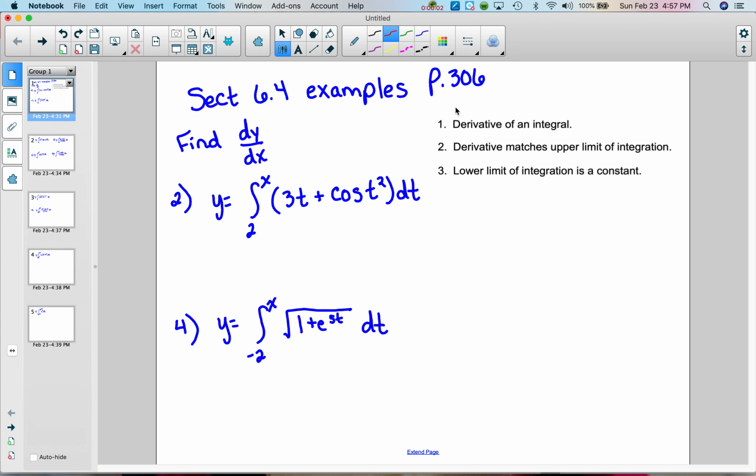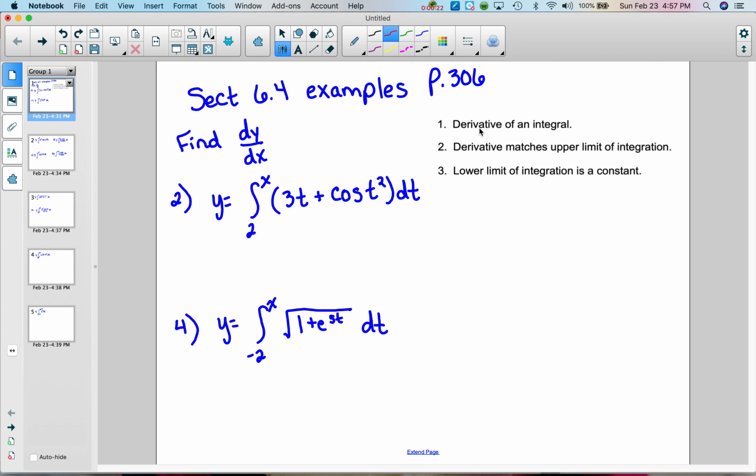Examples from section 6.4. I'm going to be doing some even problems. You'll be doing some odd problems for your assignment. So for all of these, they give you a function for y, and all of the functions are integrals, and we are asked to find dy/dx. So it's the setup for using the fundamental theorem of calculus.